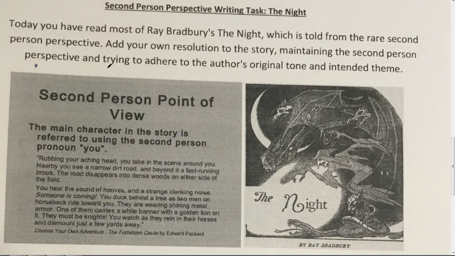Now, the strategy I use in teaching writing to children is we read a lot of a story, so the vast bulk of it, and then I'll cut the ending off, and then they have to try and figure out what the ending is and resolve the story. So that's what they were doing here. Add your own resolution to the story, maintaining the second person perspective and trying to adhere to the author's original tone. Yeah, the tone of this story was very somber, and that's what I was looking for students to do.